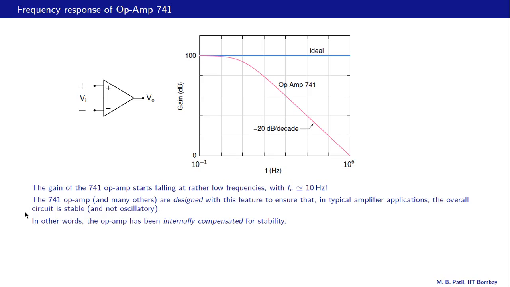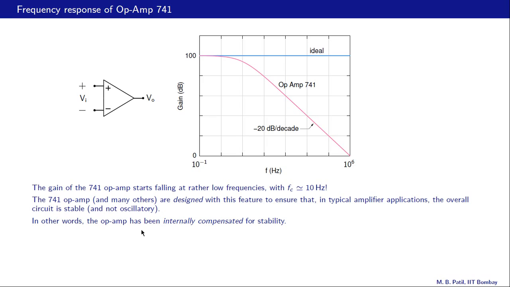And this may come as a surprise, but this fall off at 10 hertz is not accidental. The 741 op amp and many others in fact are designed with this feature, that is a fall off at a relatively low frequency like 10 hertz, and that is done to ensure that in typical amplifier applications the overall circuit is stable and not oscillatory. In other words, the op amp has been internally compensated for stability. And you will learn more about stability of amplifiers in an advanced analog circuits course.